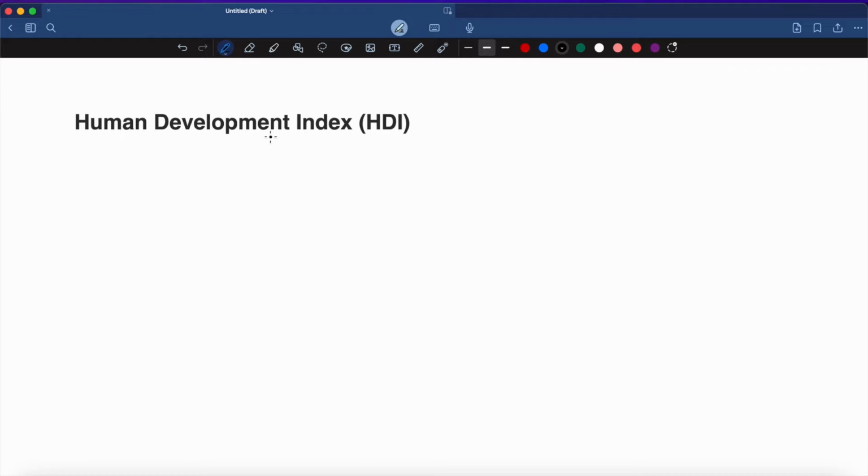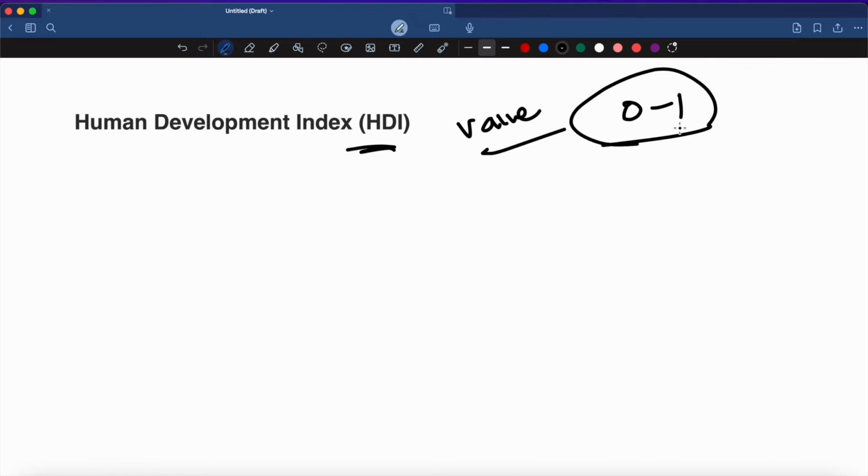Now, this HDI gives a value, and this value goes from 0, which is the lowest, to 1. So it's a value between 0 and 1. This is what the HDI does. Now, how does this HDI work? It looks at several factors in a certain economy or country, and gives a score for each one of them. Let's look at each one of them.